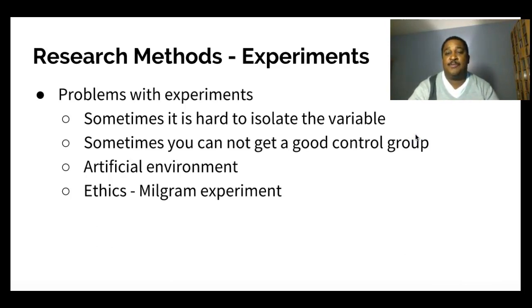There are some problems with experiments. Sometimes it's hard to isolate what is going to be the independent variable and what is going to be the dependent variable. Sometimes you can't get a good control group. Once again, it's almost always in an artificial environment. Sometimes you can do things in their natural environment, but generally it's going to be something artificial.